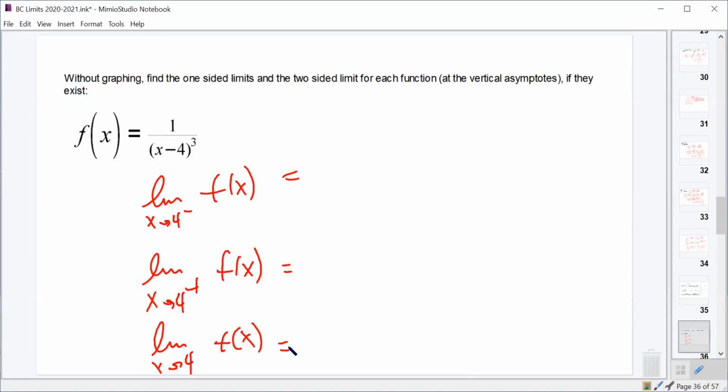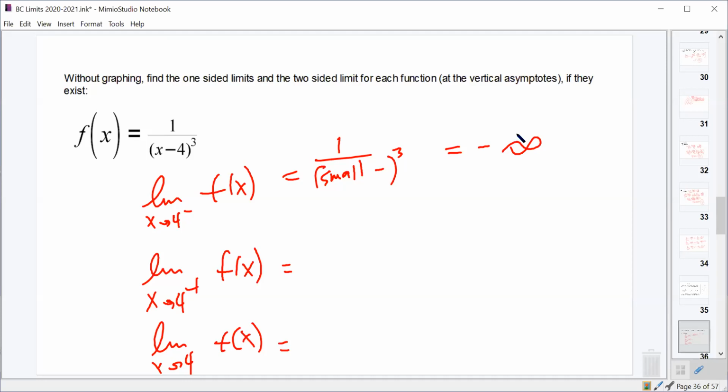So if we approach from the left-hand side of 4, that means we're plugging in something like 3.99999. And if we plug in 3.99999, when we subtract 4, we're going to get a very small negative number. And if we have a very small negative number and we cube it, that's going to continue to be a very small negative number in the denominator. And if I divide 1 by a very small negative, what do we get? Should get negative infinity. Exactly. But technically, this limit doesn't exist, right? Because the result we got out was negative infinity, and that's not a real number solution.